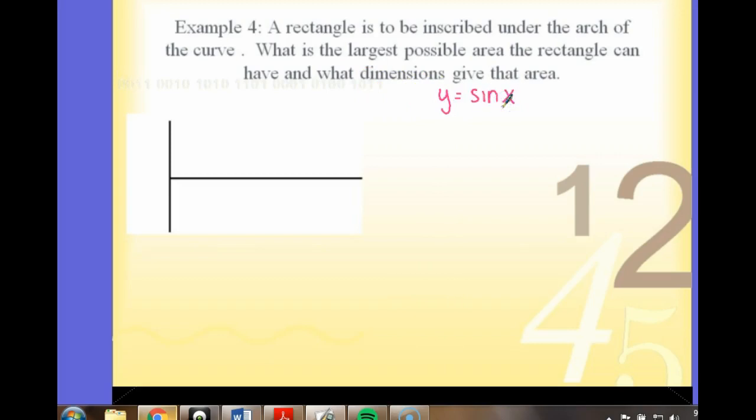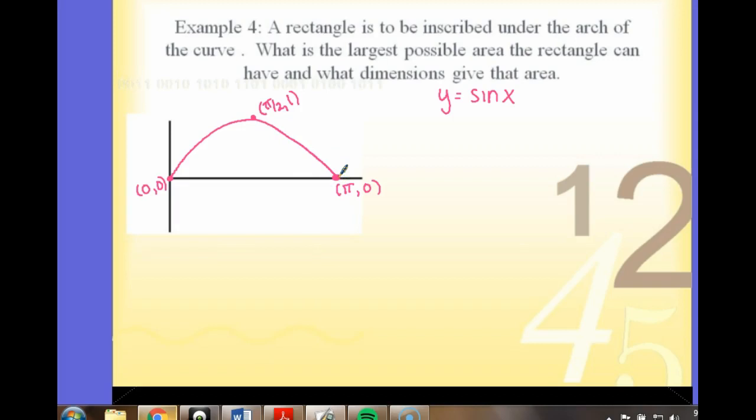So what do we know about sine? Yeah, it goes up and then it comes back down. So where's sine at a max? At pi halves. So sine goes through one cycle from 0 to pi, has a max at pi halves, and at pi halves, it's 1.